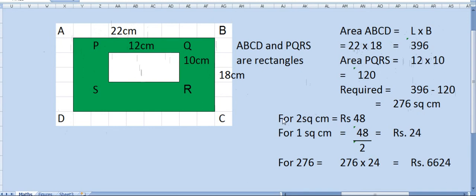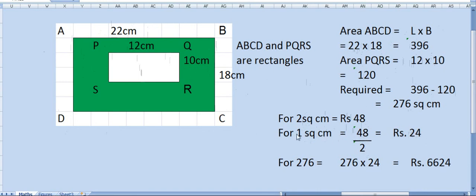Now what is given in the problem? For 2 square centimeter the cost is rupees 48. Now for 2 square centimeters 48. So for 1 square centimeter how much will it be? If I ask you for 2 mangoes it costs rupees 10, so what is the cost of 1 mango? 10 divided by 2. Similarly over here 48 divided by 2. So for 1 square centimeter it is 48 upon 2, 24.